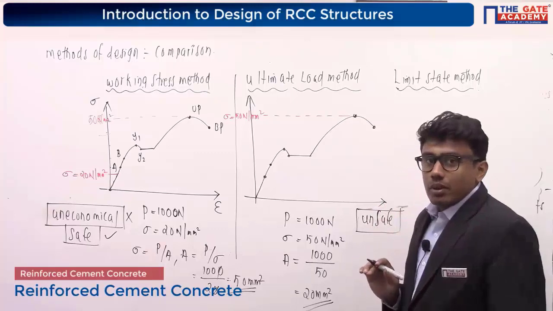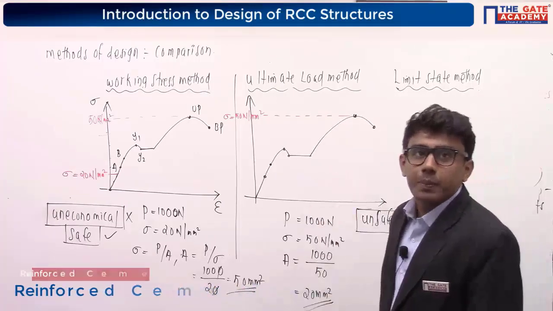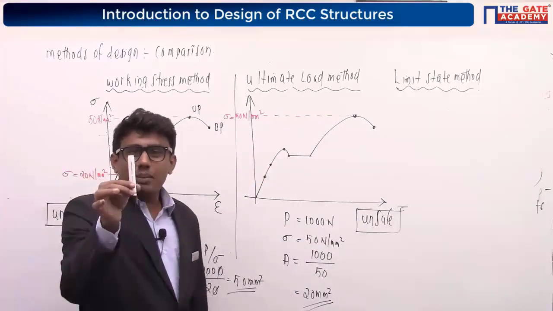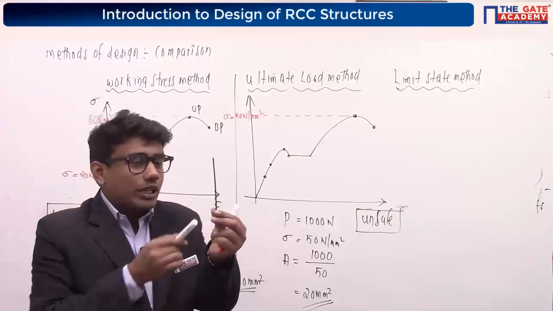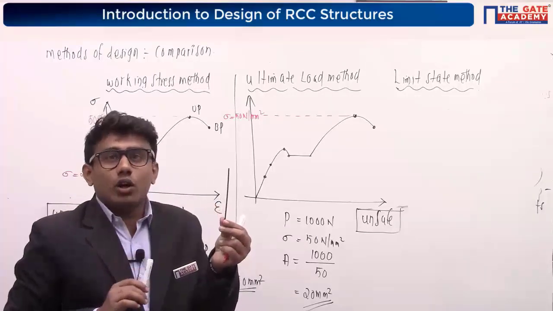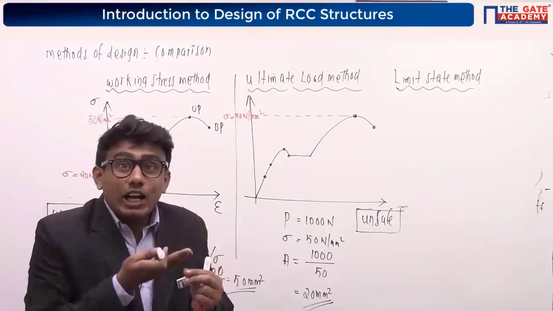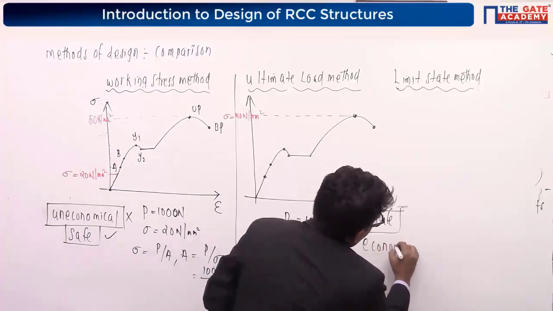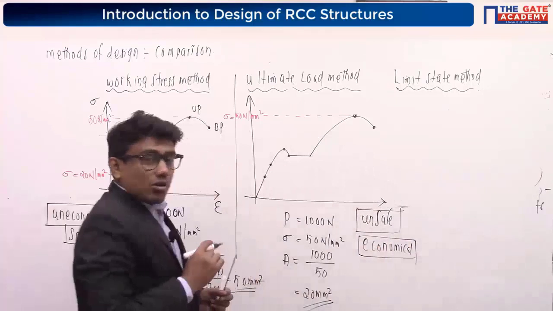Think about the economy of the members. Which one is economical? Will I get an economical member here? This was the material I obtained by using our working stress method. This is the material I obtained using the ultimate load method. Is it economical or uneconomical? It is economical, right? So the material I obtained here is economical.